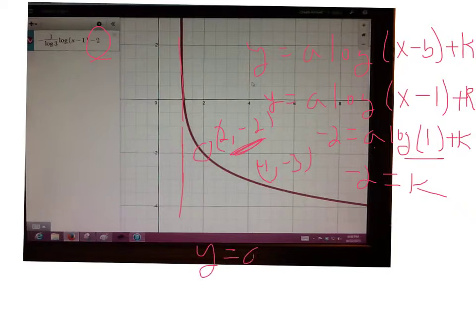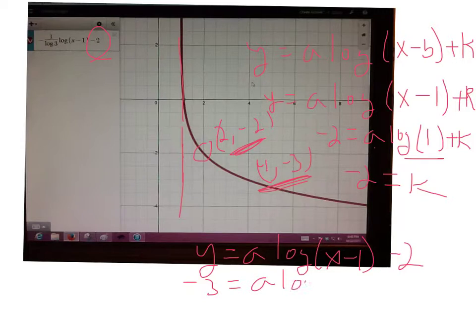Okay, so that gives me the equation y equals some number a, which I haven't figured out yet, times log of x minus 1, minus 2. And then I'm going to choose this point 4, negative 3. Negative 3 equals a times the log of, let's see, 4 minus 1 is 3, minus 2. So to solve this equation, I'm going to add 2 to both sides. That gives me negative 1. And then I'm going to divide by the log of 3. Alright, so that's how you deal with this.